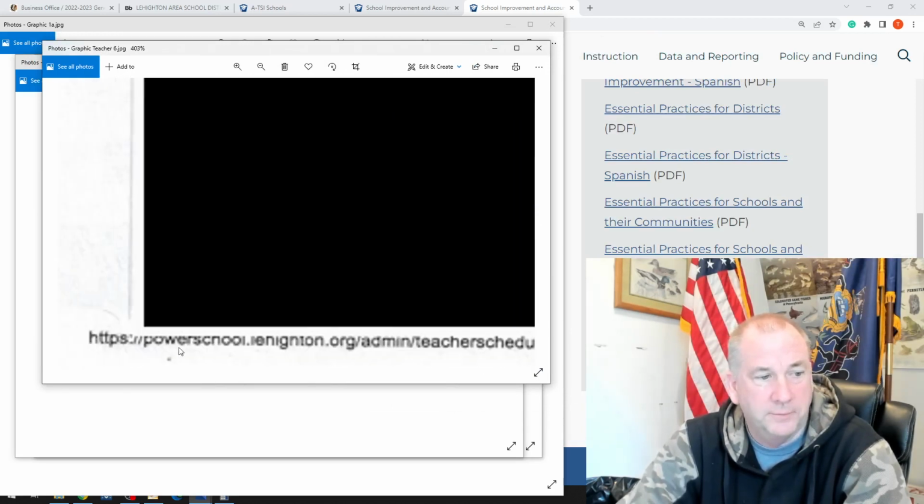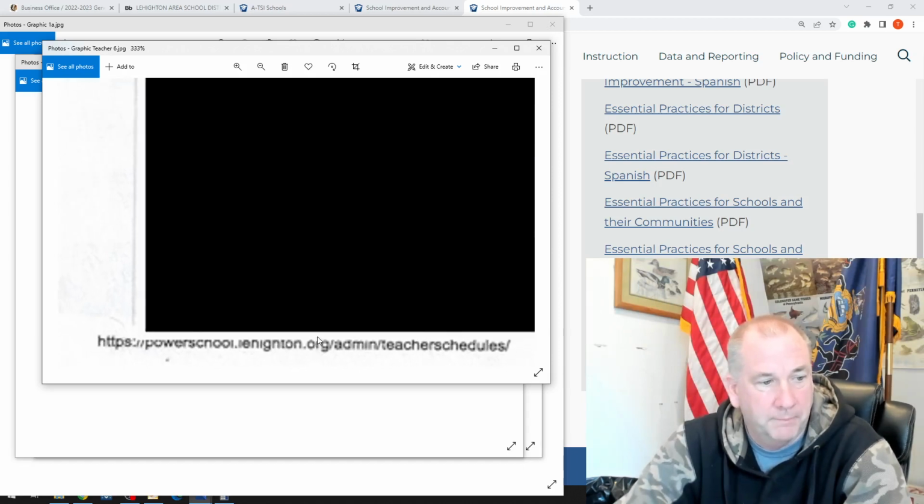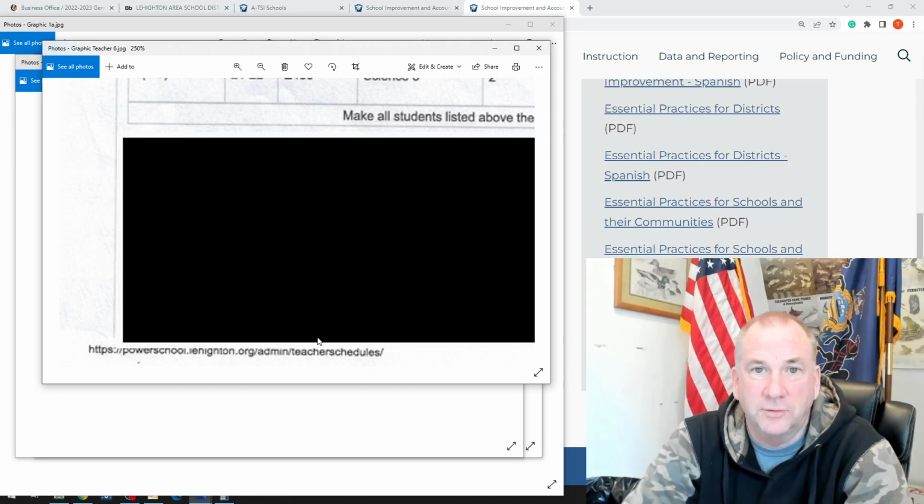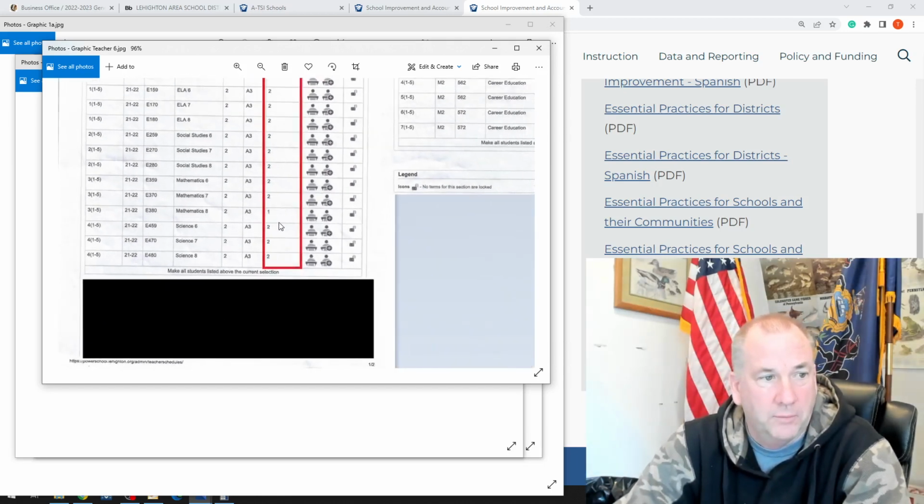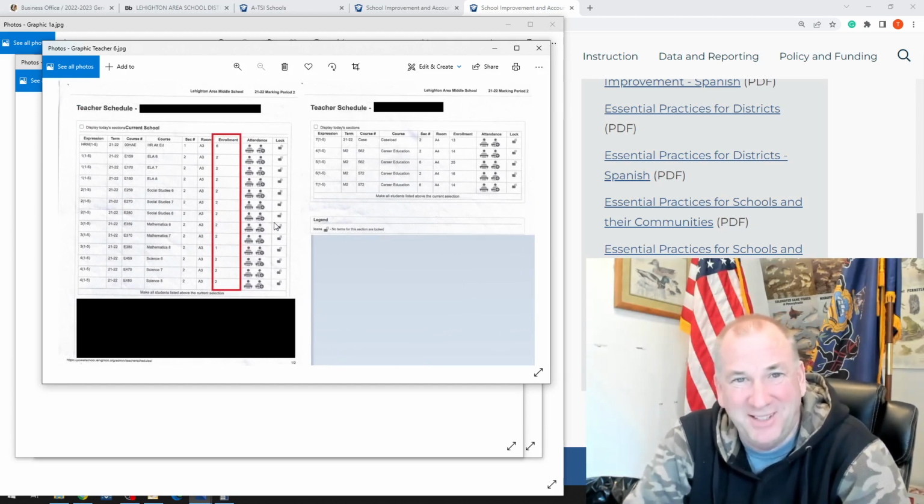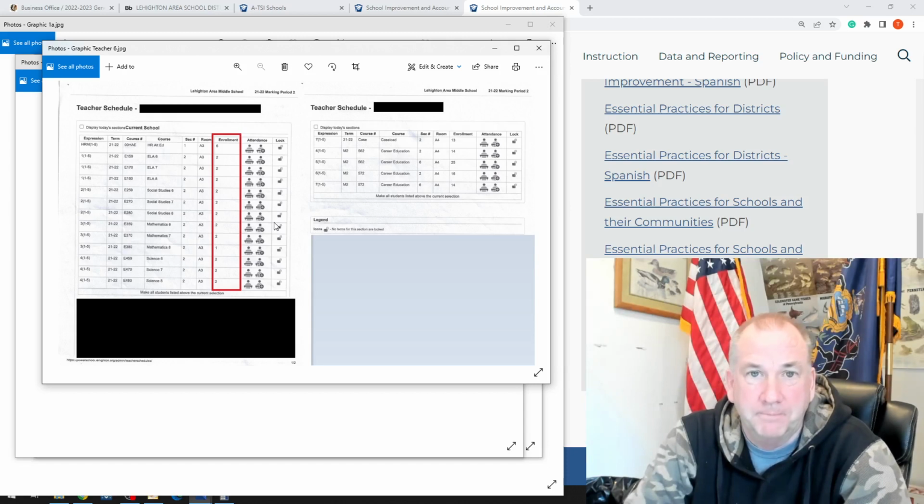This is right off the Power School and Lehighton organization, administration, teacher schedules. This is what you would look at as a director for what these people are doing. However, I don't believe the directors currently have access to this information. Why? I have no idea.